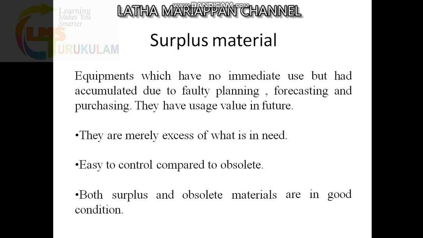Surplus material is equipment or material which has no immediate use but has accumulated due to faulty planning, forecasting and purchasing. It has usage value in future. Now, immediately you are not using that material, but it may be useful for your future. So this is called surplus material. They are merely an excess of what is needed, so they are easier to control compared to obsolete material. Both the surplus and obsolete material are in good condition, in working condition, so they may not be used immediately, but they may be useful in future.